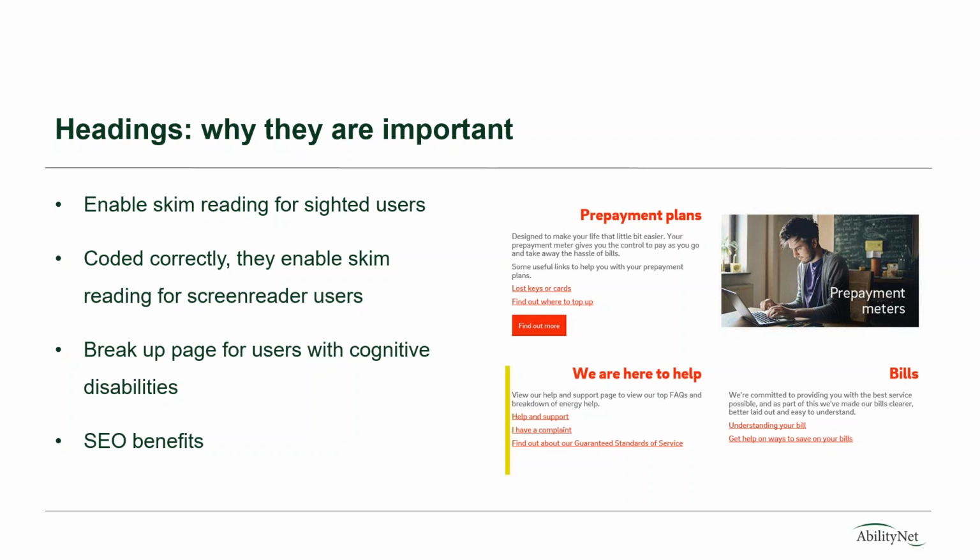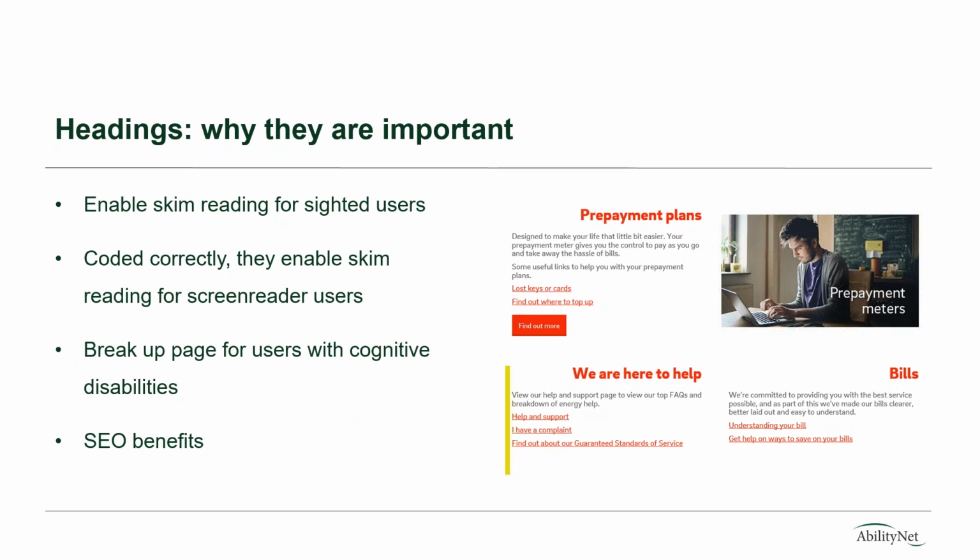As sighted users, we typically use the size of text as a clue to what is a heading. So we can see the screenshot on the right hand side here. It's very distinct and easy for me as a sighted user to identify that probably the headings here are prepayment plans, we are here to help, and bills.